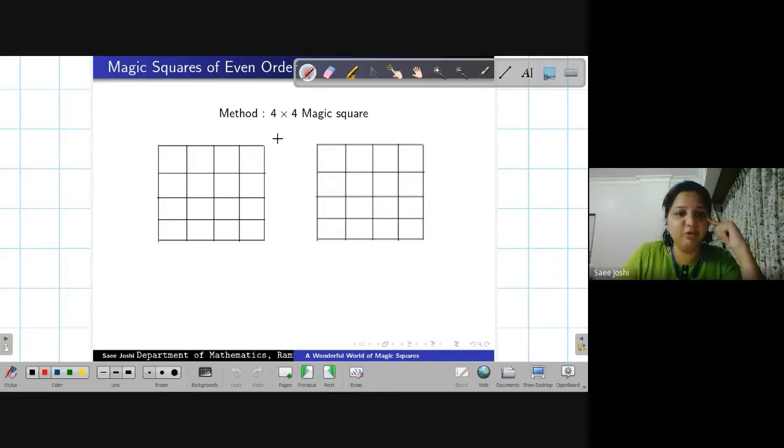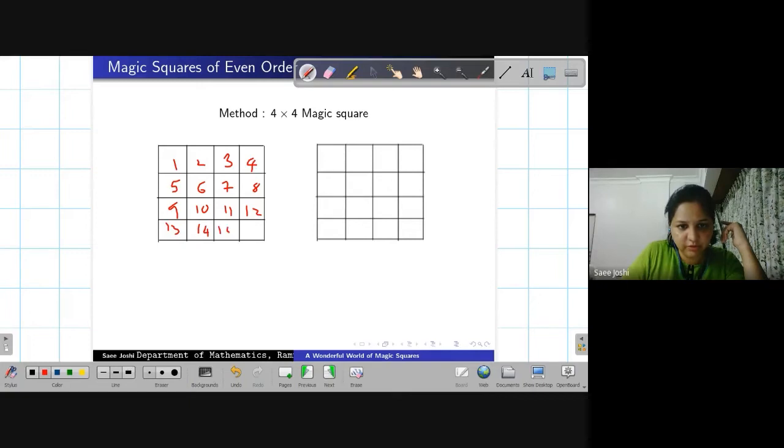So now we want to create a 4 by 4 magic square. So how to do that? Okay, so what we do is you go on writing numbers in this grid continuously from 1 till, this is 4 by 4, so 1 through 16. Okay, so you have 1, 2, 3, 4, then you have 5, 6, 7, 8, 9, 10, 11, 12, 13, 14, 15 and 16.